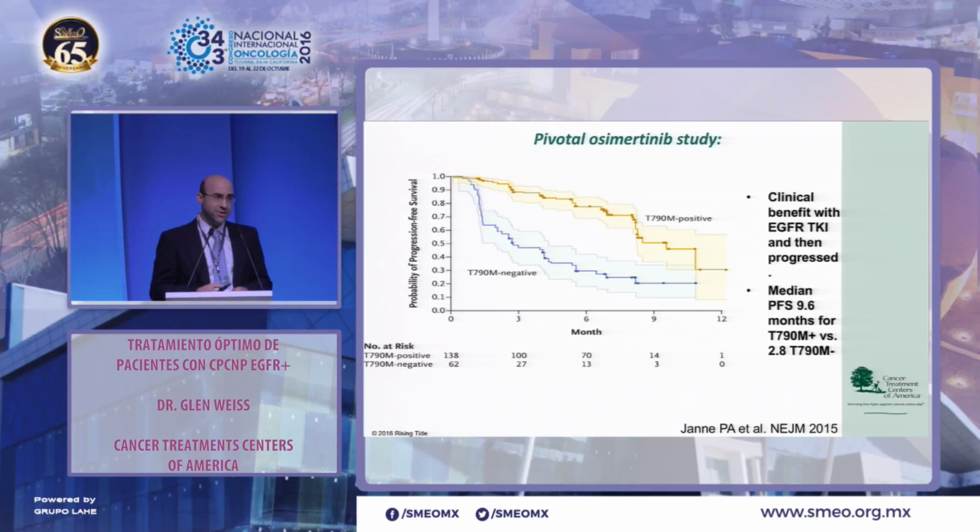And from this pivotal study in the New England Journal of Medicine, Janne as first author, you can see at the top of this curve that those who had the EGFR T790M mutation had better benefit than those who are T790M negative, with a median PFS of 9.6 months for this group, which is very similar to what you would see in frontline EGFR TKI therapy for patients without T790M getting erlotinib or gefitinib. The median PFS for the negative group with this molecule is just under 3 months.